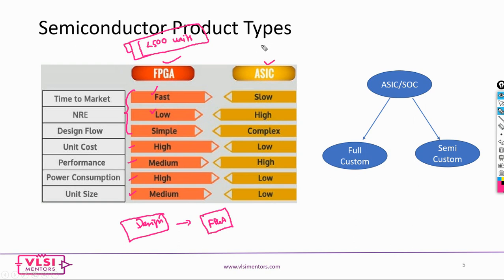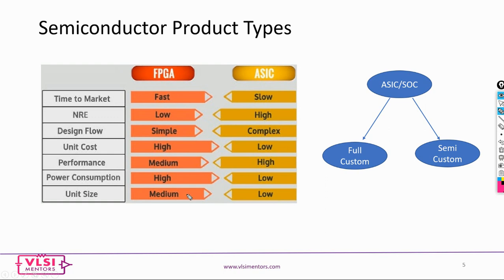But when you say volume products, or even say 1,500 units, when it comes to volume, in terms of lakhs and millions, in that case ASIC is what we prefer. Let's say if 100 chips are being sold these days, only 5 are FPGAs, and the remaining 95 belong to ASIC, or we also call it SoC.